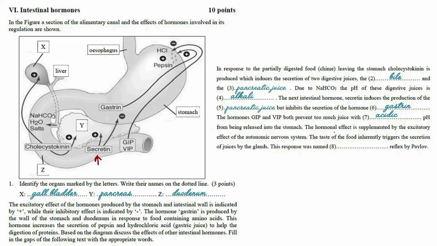The hormonal effect is supplemented by the excitatory effect of the autonomic nervous system. The taste of the food inherently triggers the secretion of juices by the glands. This response was named unconditional reflex by Pavlov.